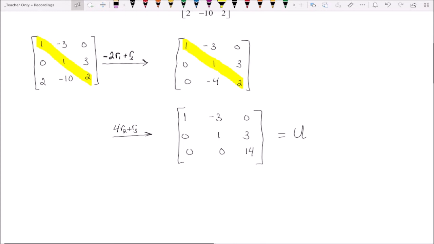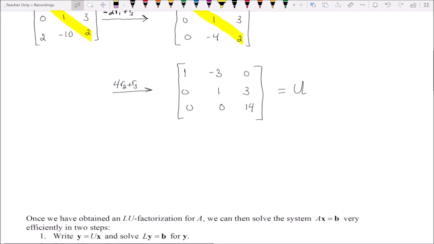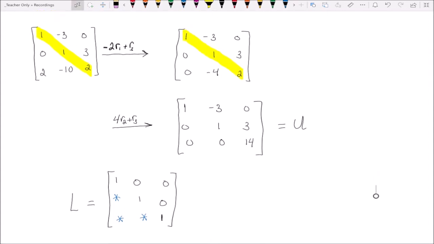Now, to determine the lower triangular, we set up a matrix in which we have 1s along the main diagonal. And remember, to be lower triangular, everything above it has to be 0. That only leaves, for this example, these 3 entries that we have to determine. And they can be found directly from how we found our upper.